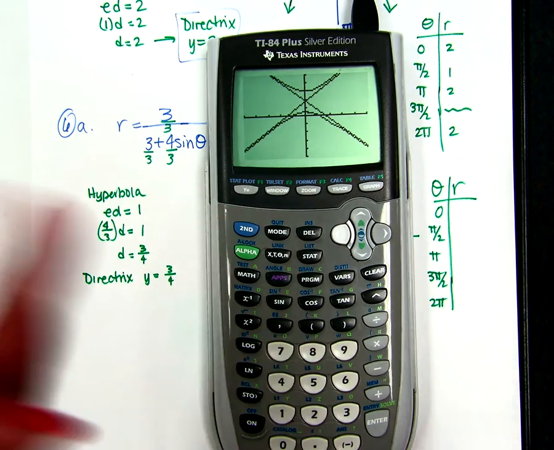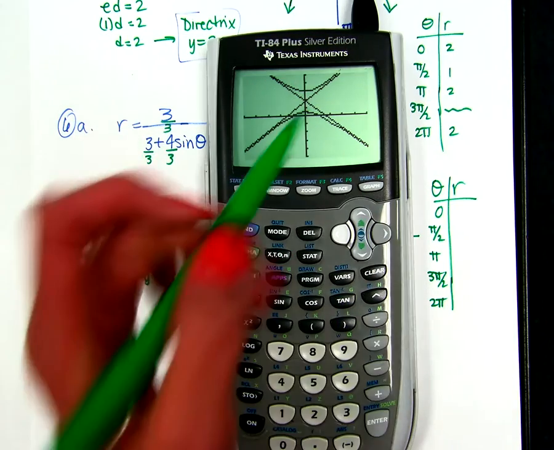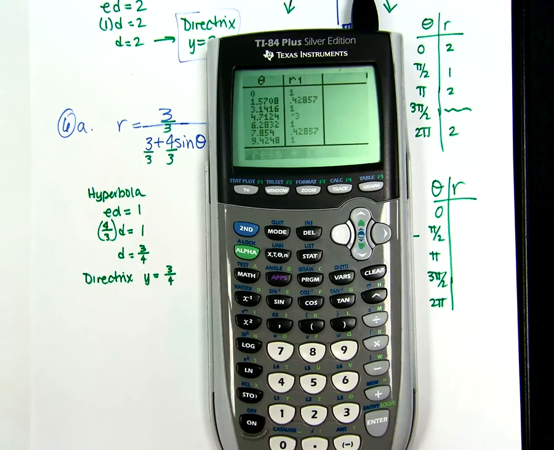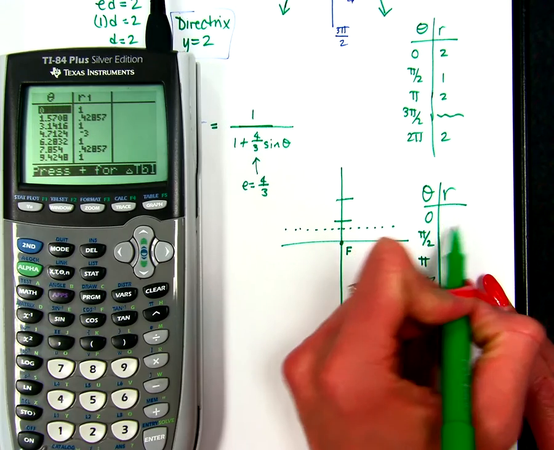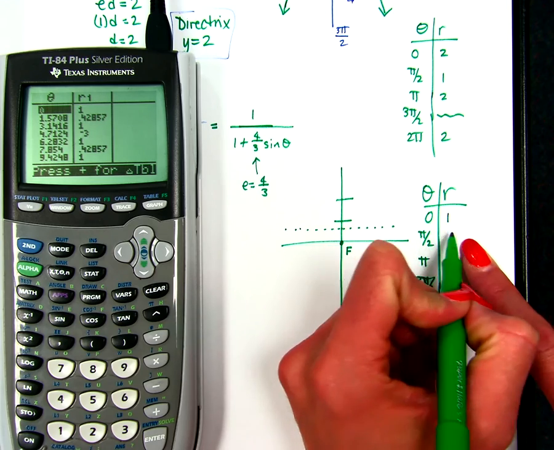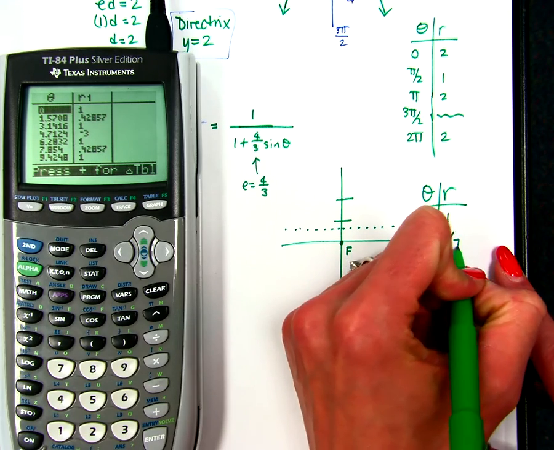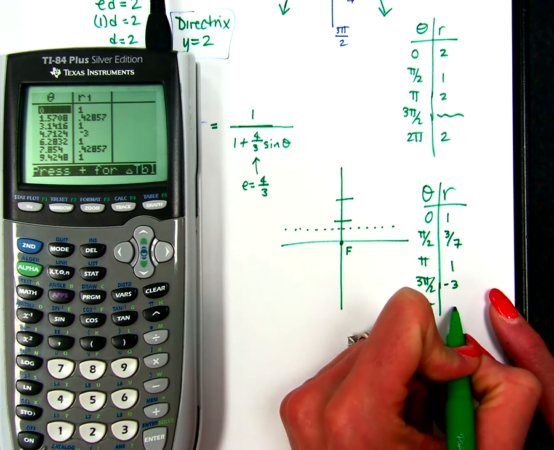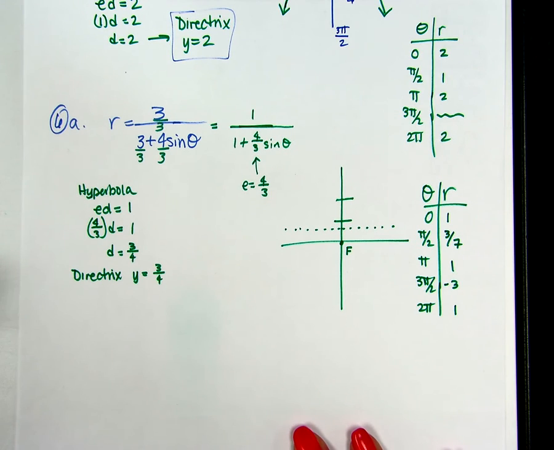Okay, now your calculator likes to connect points, so it's actually nice. It kind of shows your asymptote. So here's the bottom part of the hyperbola, here's the top part, and we're looking at our table of values. Okay, so we have, this is 1. Now, this is 0.42, and I know that this is actually 3/7. Then 1, -3, and back to 1. All right, so that should be enough for us to graph.